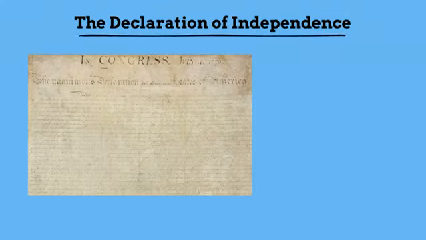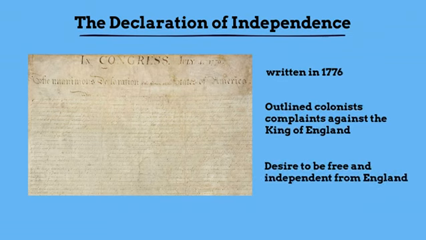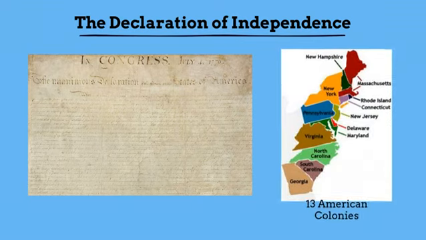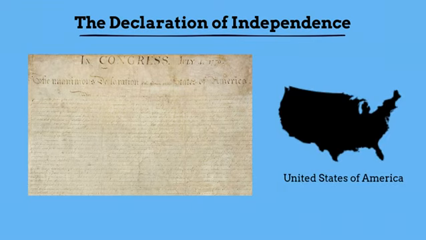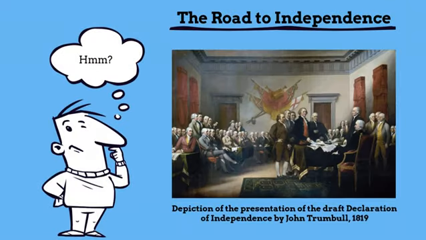The Declaration of Independence, written in 1776, outlined the colonists' complaints against the King of England and their desire to be free and independent. This document played an important role in the American colonies becoming the United States of America. How did this happen? What caused the colonists to write the Declaration of Independence?